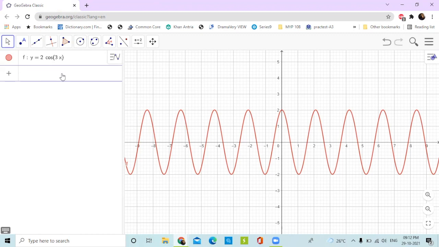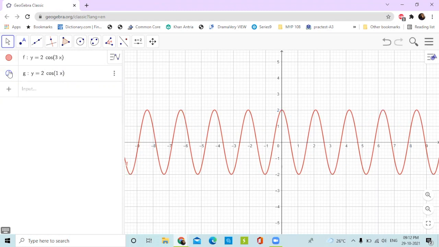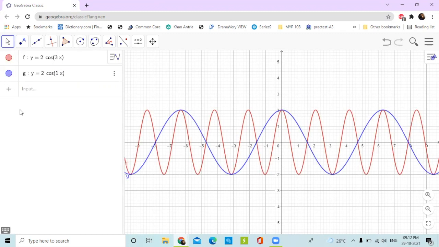And here the B value is 3. If you were to compare this graph to, say, y equals 2 cos x, you could see how compressed the red wave is. So the red wave is the 2 cos 3x, and the blue wave is 2 cos x. By comparing these two, you could tell that the higher the B value is, the lower the period becomes. So the wave will be compressed.